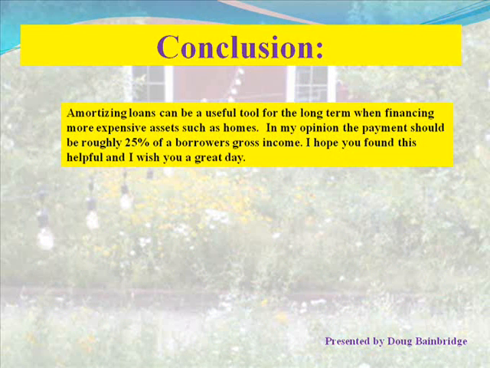Conclusion. Amortizing loans can be a useful tool for the long term when financing more expensive assets, such as homes. In my opinion, the payment should be roughly 25% of a borrower's gross income.